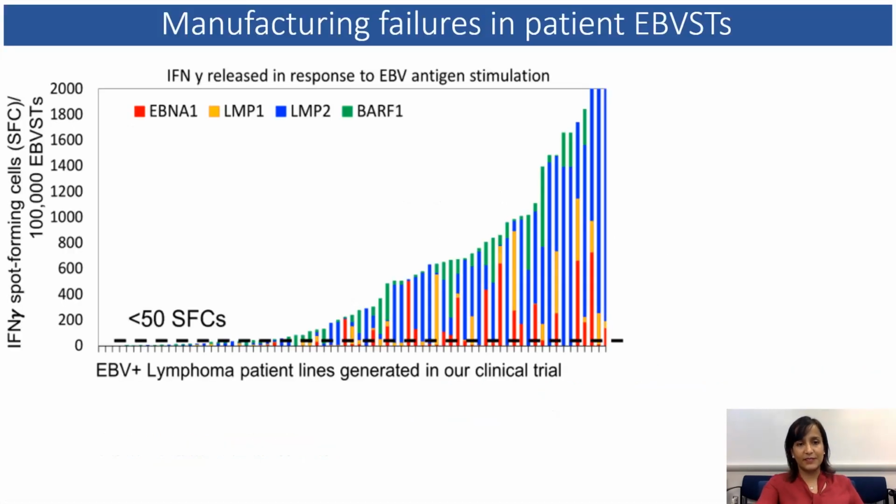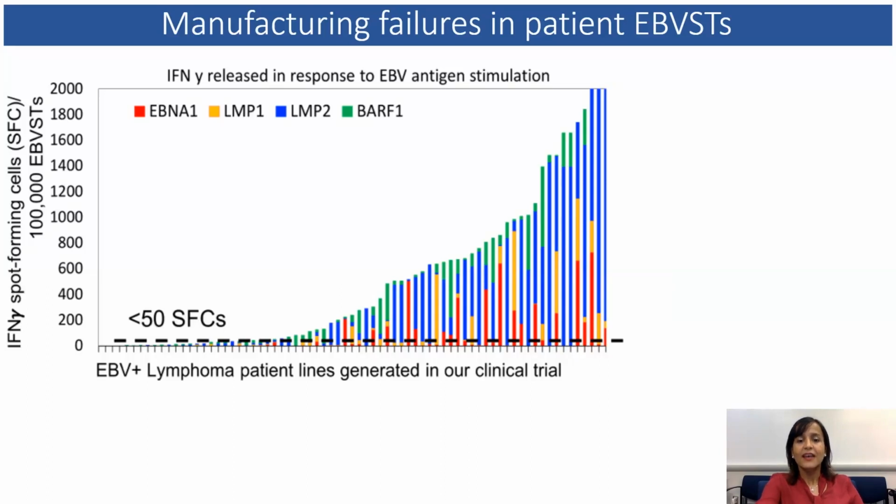So for our EBV-specific T cells, since we saw 27% manufacturing failures, we went and looked into the EBV-specific T cell lines that were generated from the patients. What you're seeing here is a waterfall plot where we're looking at the interferon gamma released by the T cells in response to EBV antigen stimulation by ELISpot assay. On the y-axis is the number of interferon gamma spot forming cells for every 100,000 T cells that secreted interferon gamma when stimulated with EBV antigen.